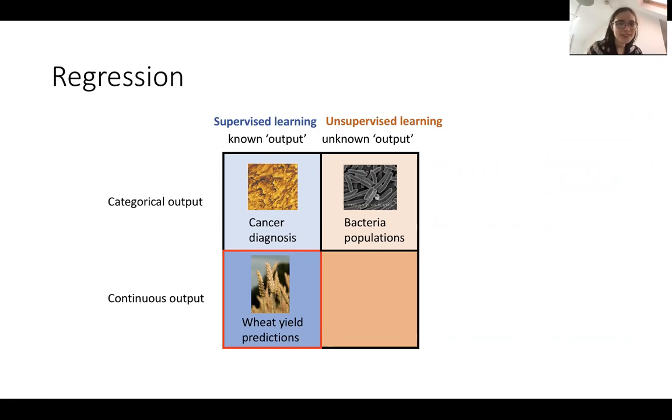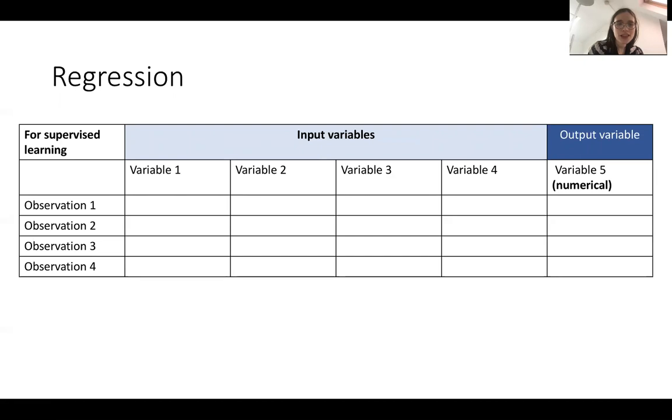Hello. Today we're going to talk about regression, which is a type of supervised learning where the output variable is numerical. First, let's recall what our data looks like. Remember, each row represents an observation and each column represents a variable. One of the variables is the output variable, and in this case, unlike in the previous case, it's numerical.